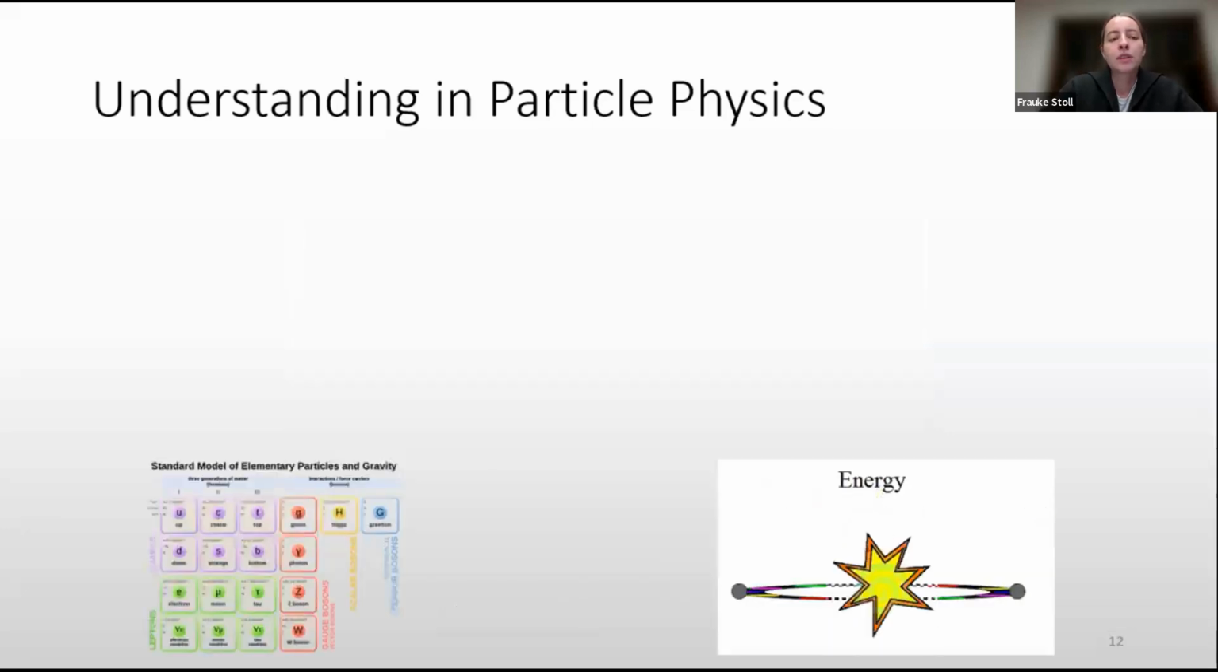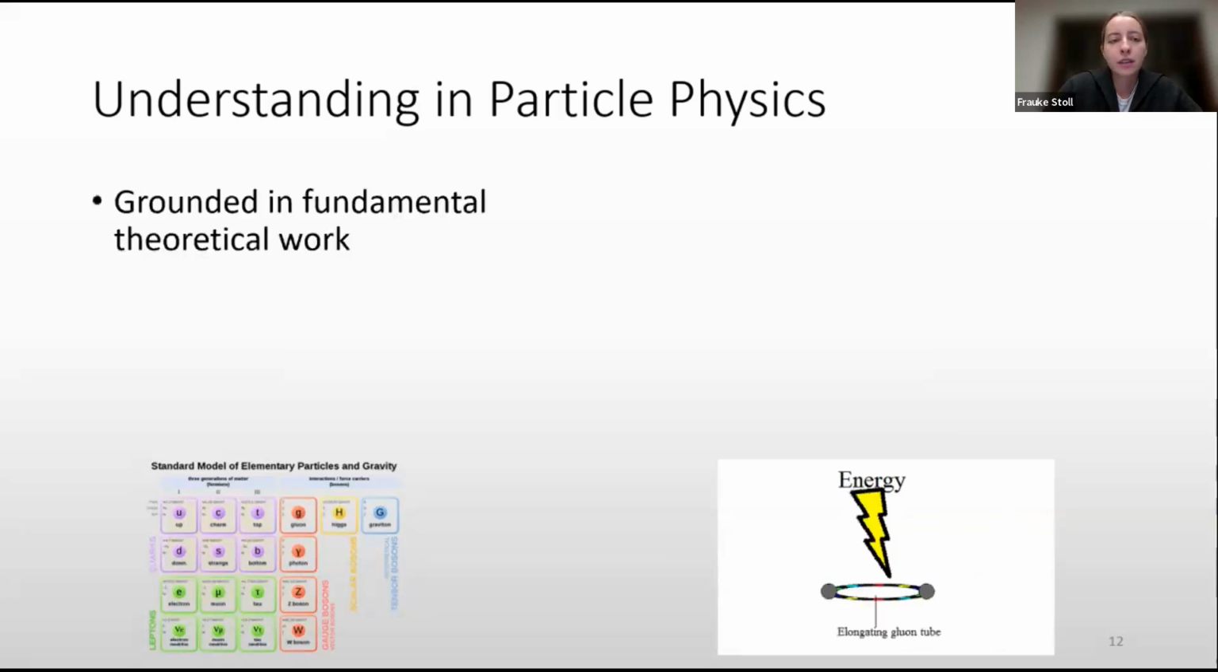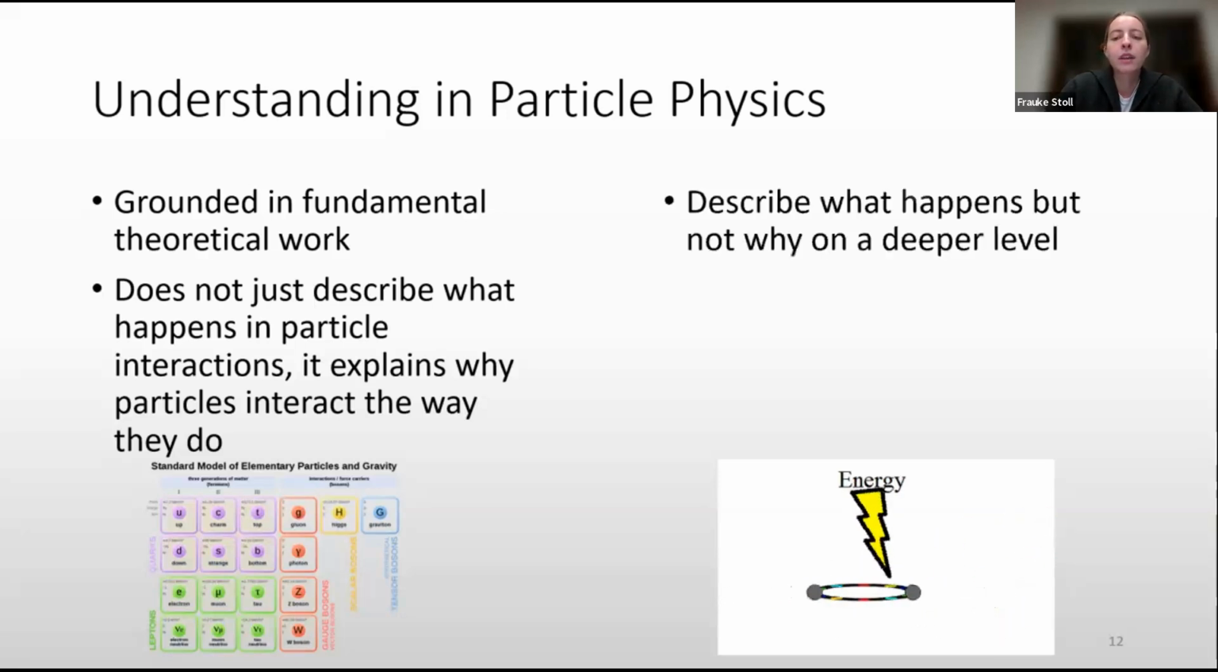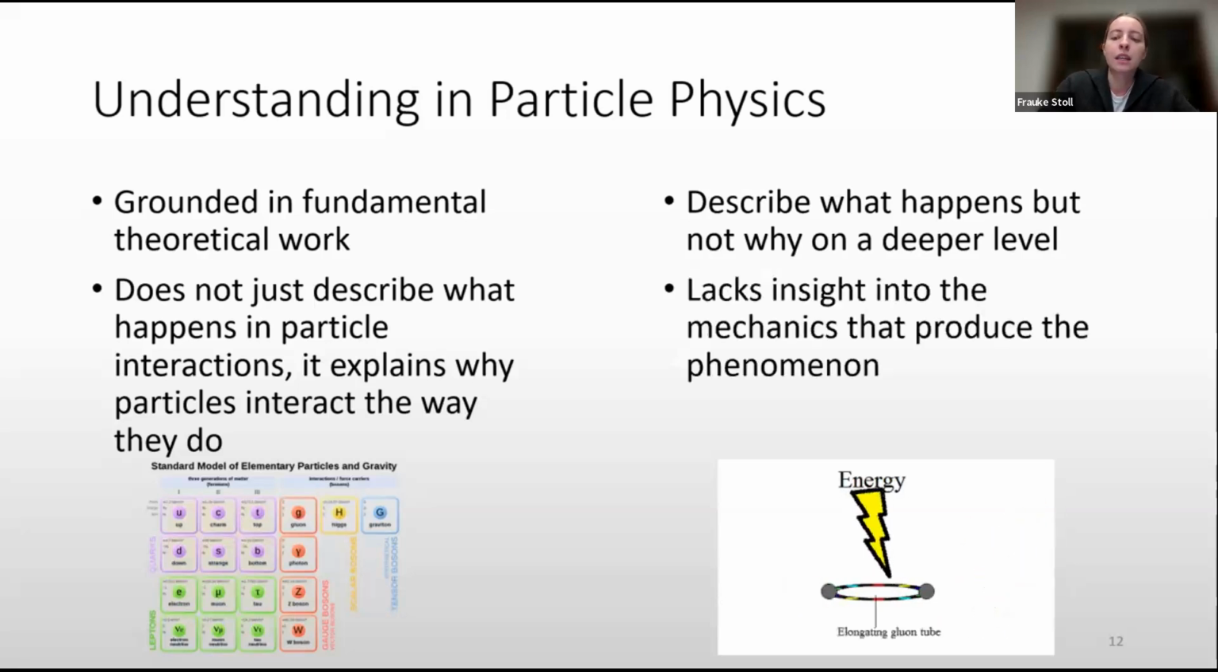Now, the question is, what is the difference between a model like the standard model of particle physics and this string model? Well, the difference is that the standard model is an explanatory model, and it is grounded in fundamental theoretical work and does not just describe what happens in particle interactions, it explains why particles interact the way they do due to the forces and so on that the model describes. The string model, on the other hand, is a phenomenological model, which describes what happens, but not why on a deeper level. So it lacks insight into the mechanics that produce the phenomenon.